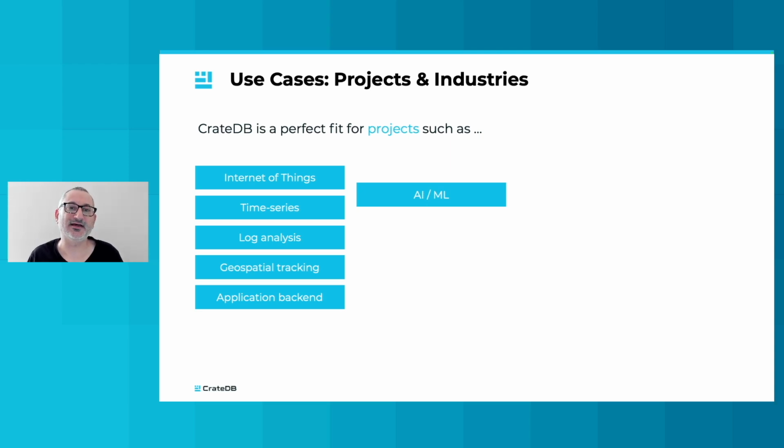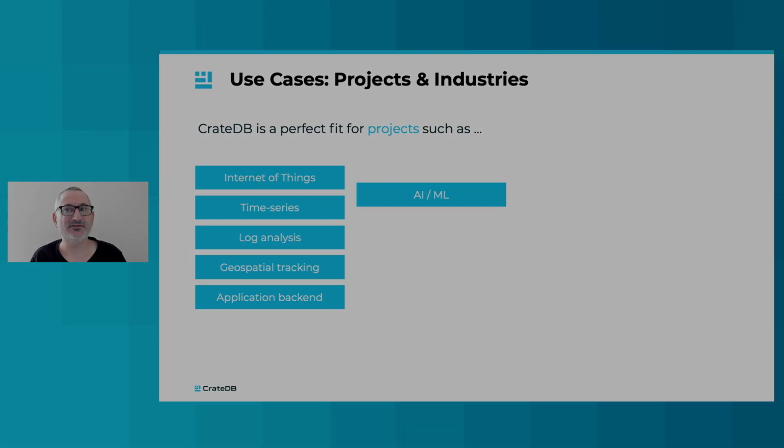Let's now turn to AI and ML. CrateDB has native support for vectors and a performance similarity search.